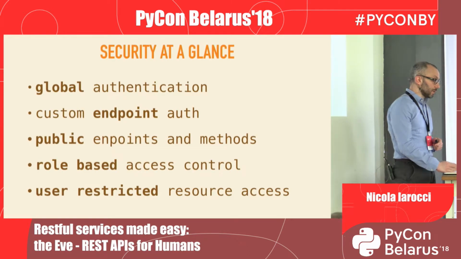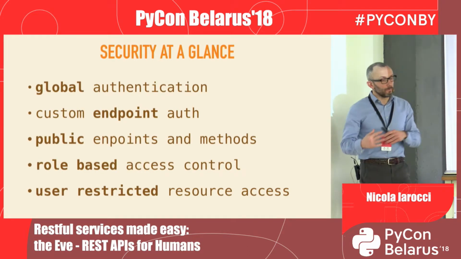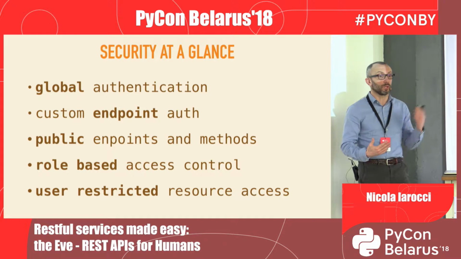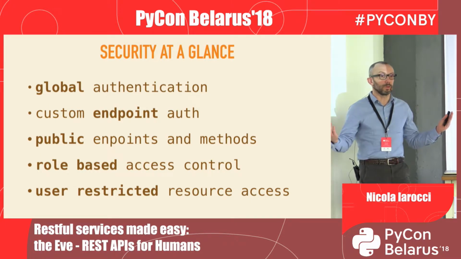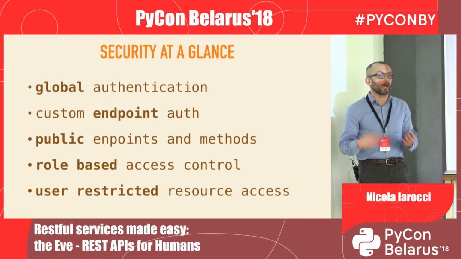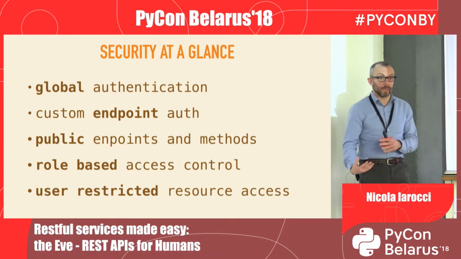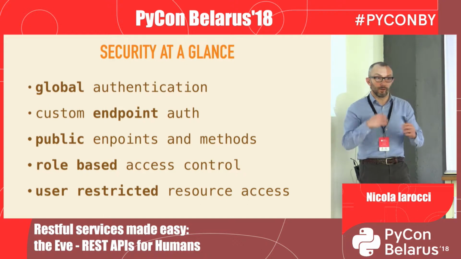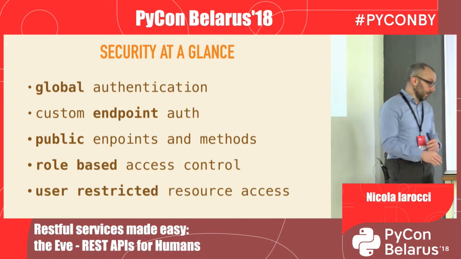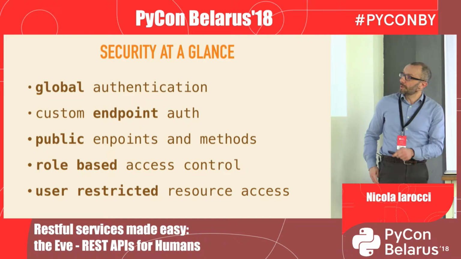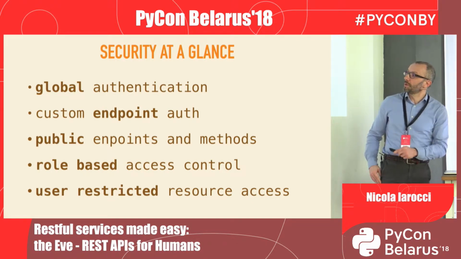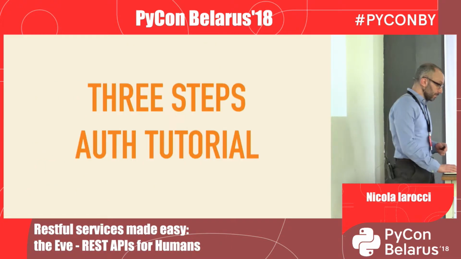Let's see authentication. You can have all kinds of mix and match of authentication schemes. So for example, you might have some endpoints which are public. You want everybody to download from some endpoint, but some other endpoints have to be protected. Maybe you want everybody to read, but just a few clients to write. You have a lot of features, so you can also enable role-based access control, user-restricted resource access, etc.